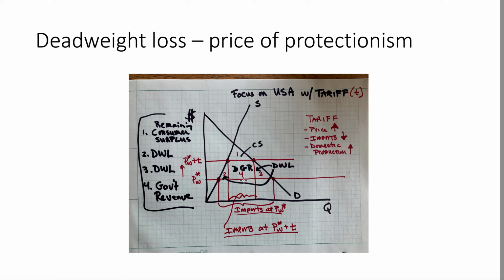Again, we look at those 4 areas. Consumer surplus remaining, the 2 deadweight losses that go to nobody, that's just burning money, and then government revenue right here, number 4. So the tariff raises domestic prices, imports go down, domestic production goes up. Overall net gains from trade go away. All you've got is basically Area 1 now. And then Area 4 represents revenue that may or may not be spent wisely depending on what the government is doing.